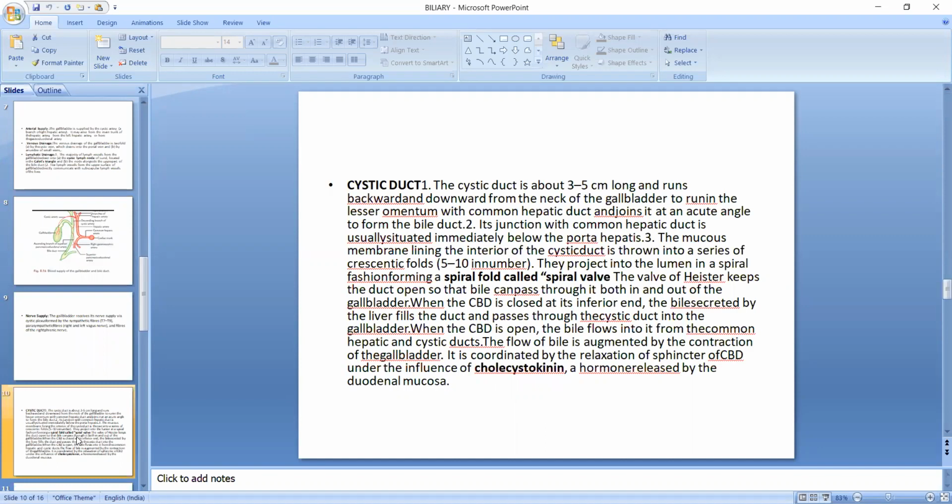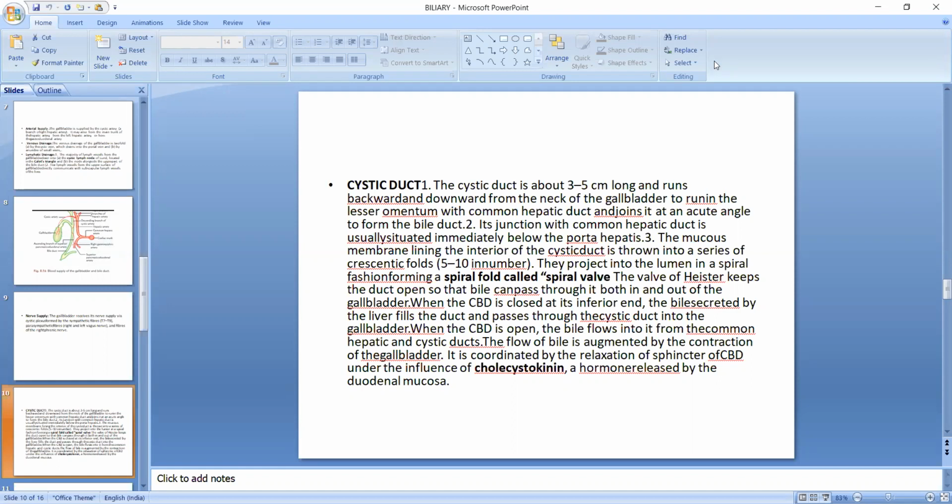Cystic duct is about 3 to 5 centimeter long and runs backward and downward from the neck of the gallbladder to run in the lesser omentum with the common hepatic duct and joins it at an acute angle to form the bile duct. Its junction with the common hepatic duct is usually situated immediately below the porta hepatis, and the mucous membrane lining the interior of the cystic duct is thrown into a series of concentric folds that are 5 to 10 in number.